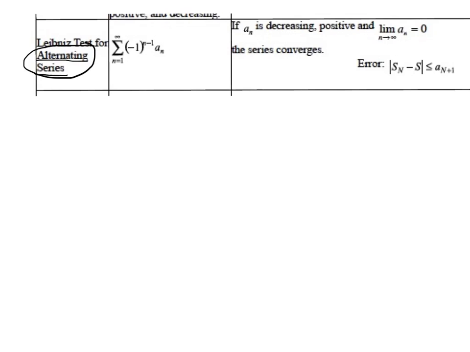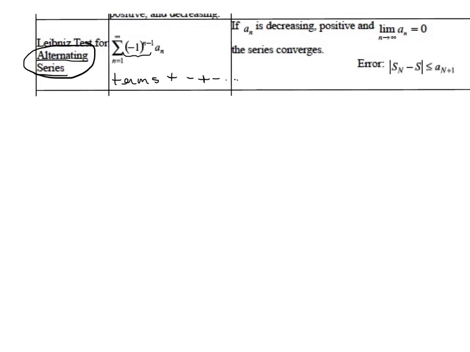So series that you're going to use this on are ones that are alternating, meaning that the terms go plus, minus, etc. So this -1 to the n minus 1 right there makes the terms go plus, minus. And it wouldn't matter if they went negative, plus. That would be fine. It's just that they need to alternate. That's the only thing that's important.